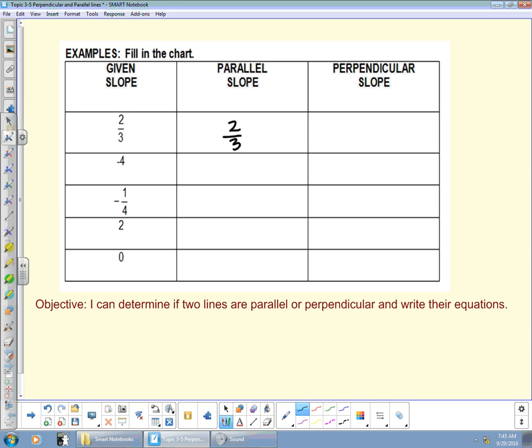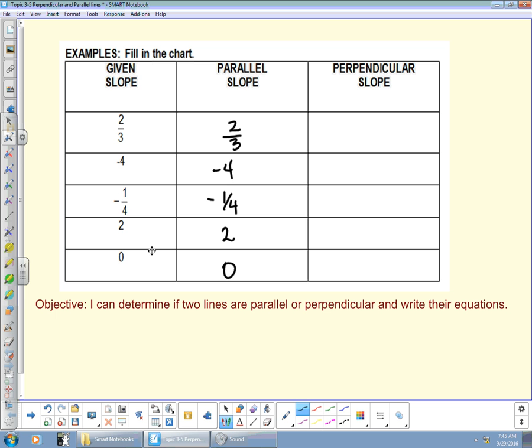If the slope is -4, well then the slope that's parallel is -4. If the slope is -1/4, the slope that's parallel is also -1/4. And then if the slope is 2, the slope that's parallel is 2. And then if the slope is 0, the slope that's parallel is 0.